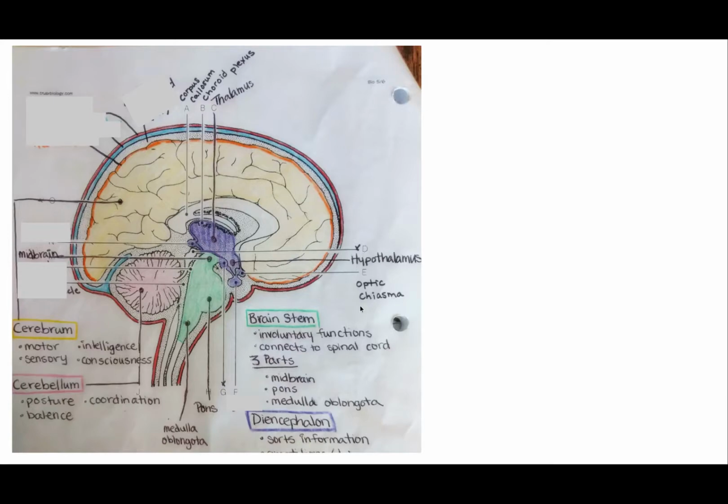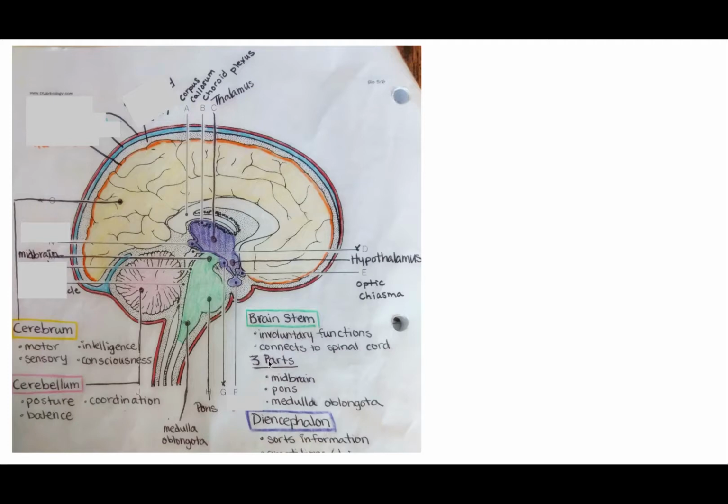E is the optic chiasma. This little section here would be kind of cut in this brain. And what it does is it ends up connecting to one of the cranial nerves that connects to the eyes. So you can think E for eyes, it's the optic chiasma. It's basically a connector to the nerve that goes to your eyes.